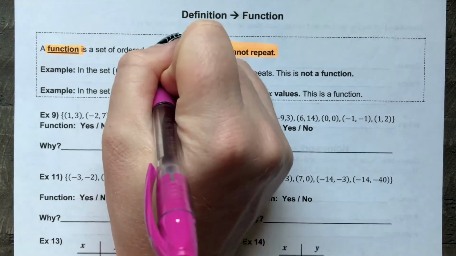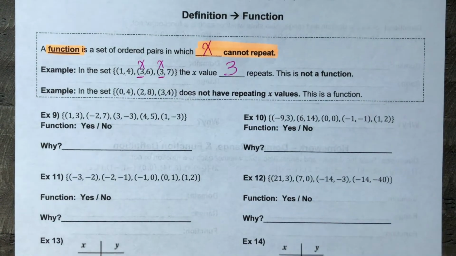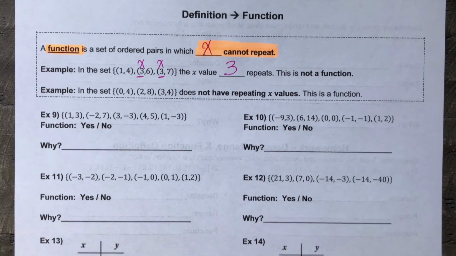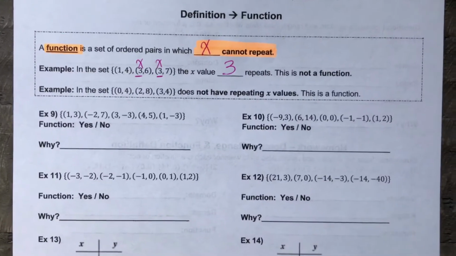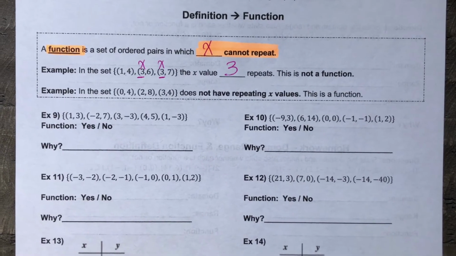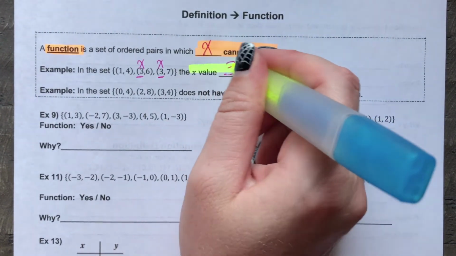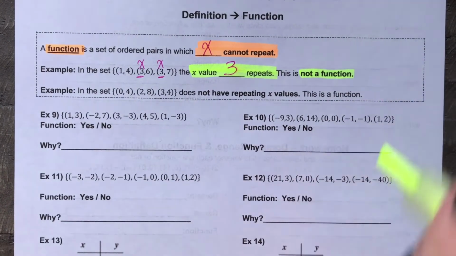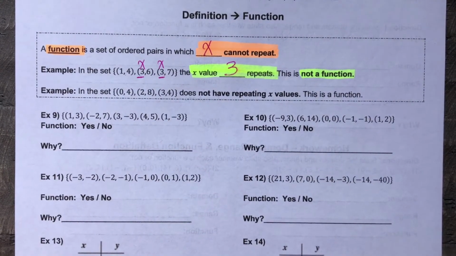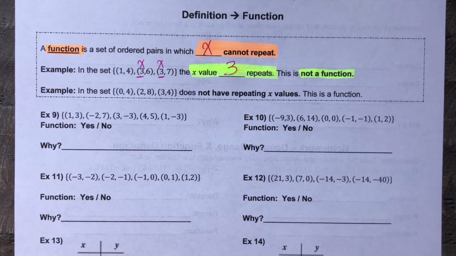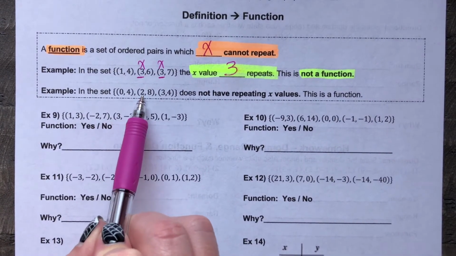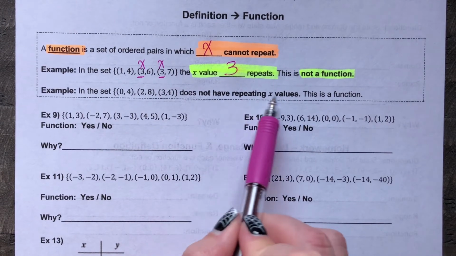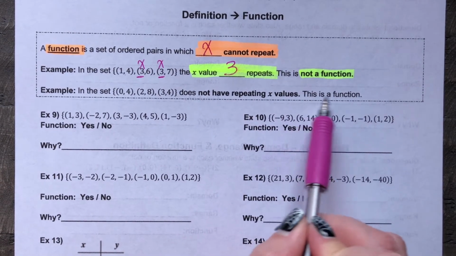Again, that is an x value of 3. So because 3 is repeating, that's making that list of coordinate points not a function. So again, the x value 3 is repeating, so that means this is not a function. If we look in our second example, it says in the set (0, 4), (2, 8), (3, 4), we don't have any x values repeat. So this would be a function.